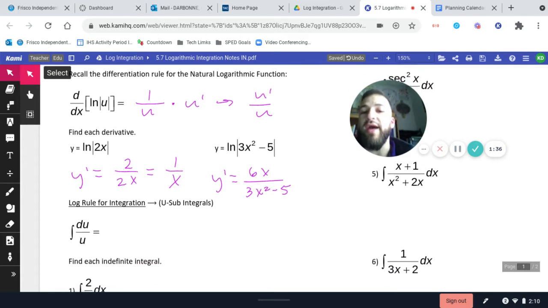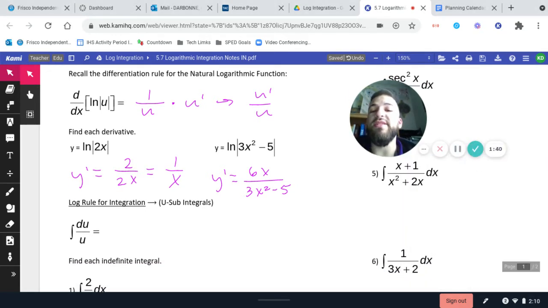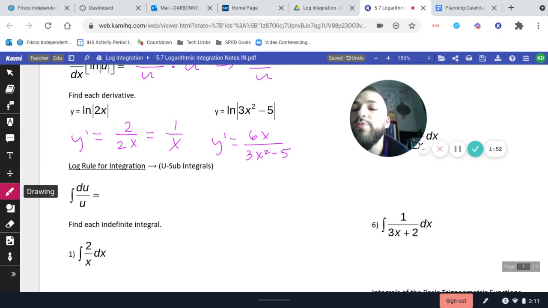So knowing that, if I know that the derivative of the natural log is equal to that u prime over u, or that 1 over u, then what would the integral of du over u be equal to? Well, just as a reminder, du is really just the same thing as the derivative of u, which is u prime. So really what I'm asking is, what's the integral of u prime over u? Well, the integral of u prime over u is the natural log.